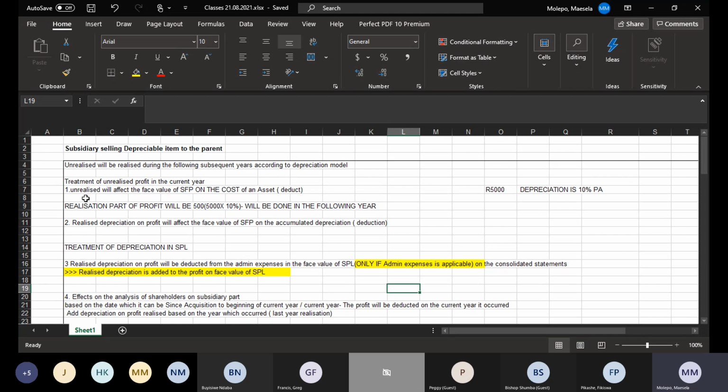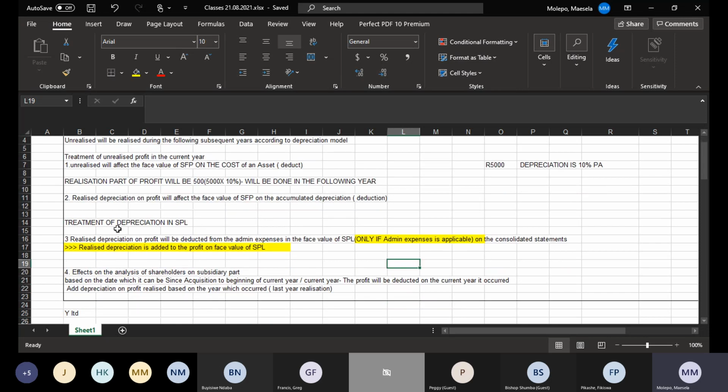And then the unrealized profit will affect the SFP on the cost part. And then the realized depreciation on the profit will affect the SFP on the accumulated depreciation. But in this case, the question doesn't want anything to do with the statement of financial position. Now we have to go to the SPL part. So the realized depreciation on profit will be deducted from the admin expenses.